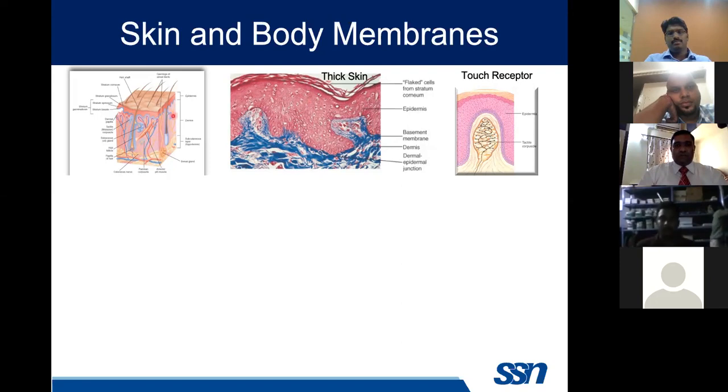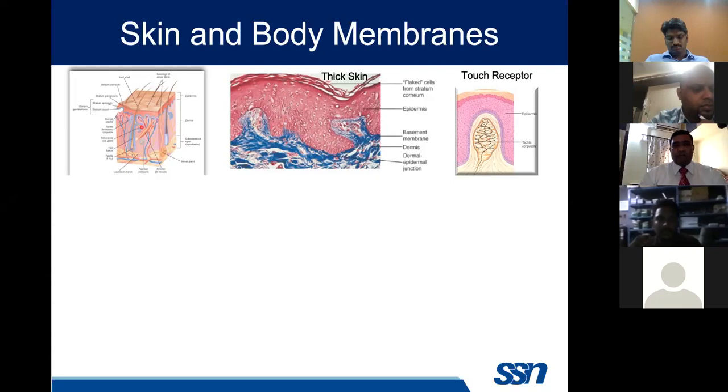Now there are two types of skin. We have the skin with hair and this thick skin. So as we know, on the palms and on the soles, we do not have hair. So that is called thick skin. There you can see hair follicles are missing.